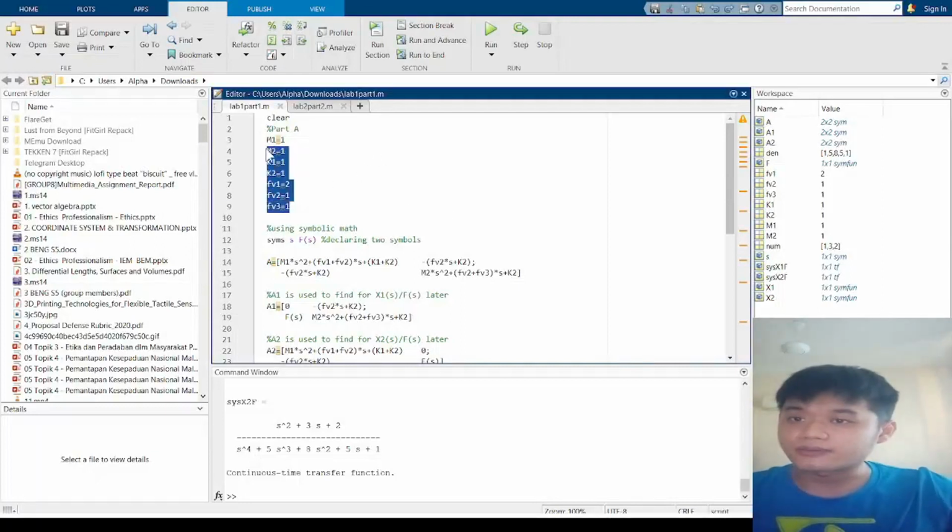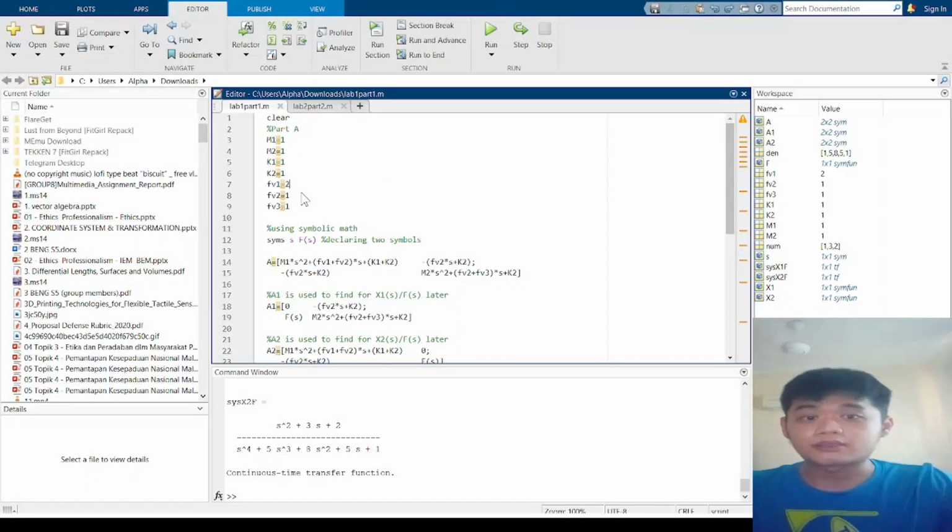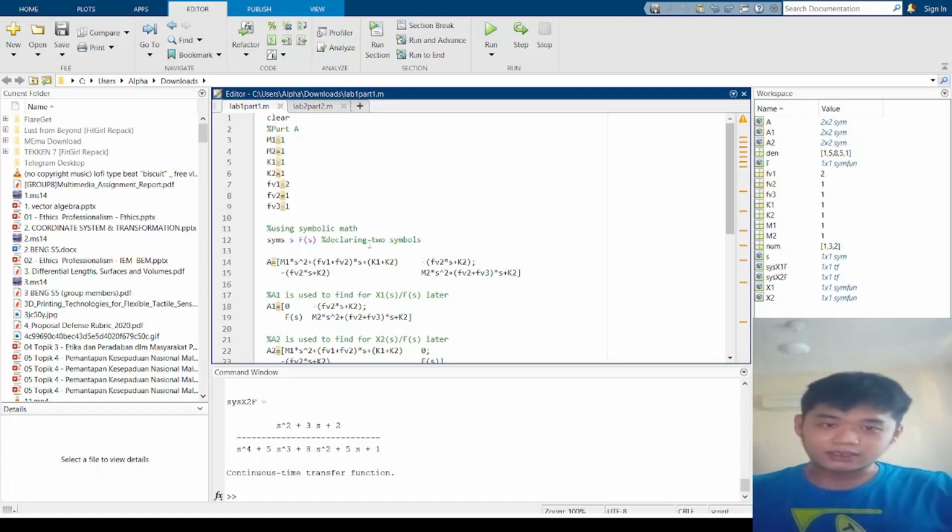So here we can see, at first we're going to declare all these variables for the mass, for the spring, and also for the friction force. Since the lab sheet has already provided all the values, we just have to put in all the values for each one of them as they are given in the lab sheet.